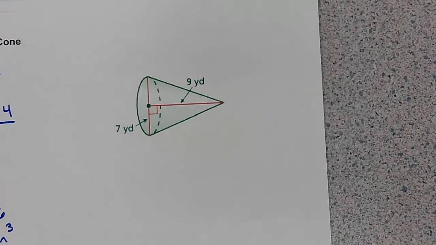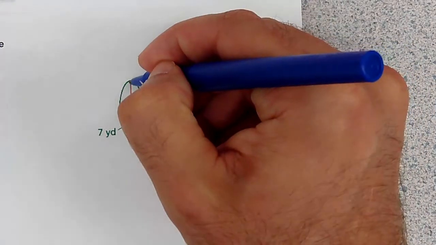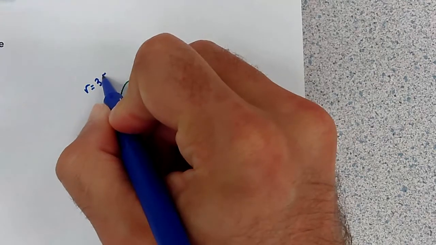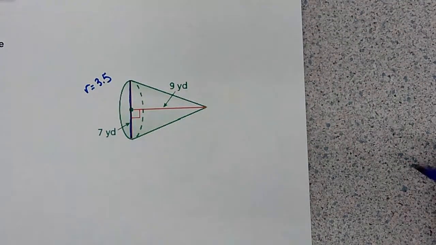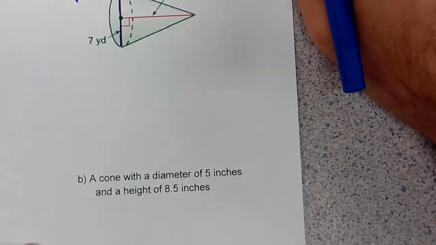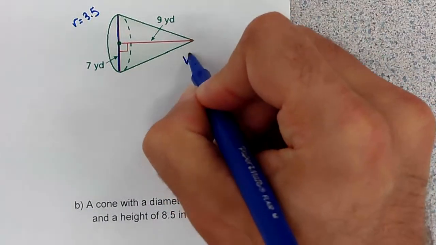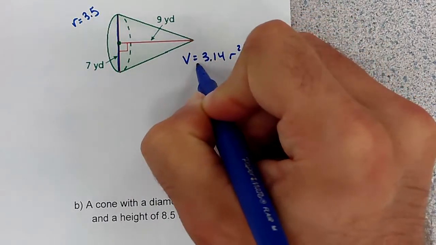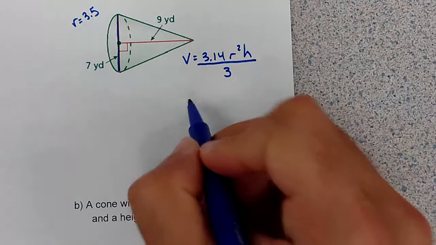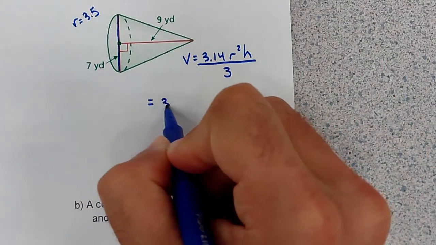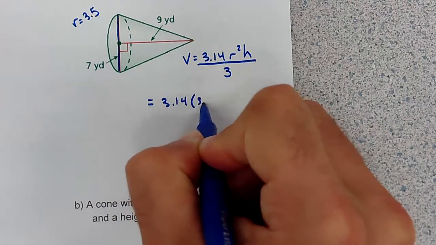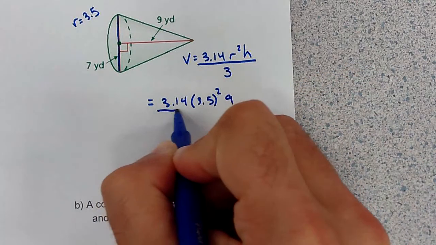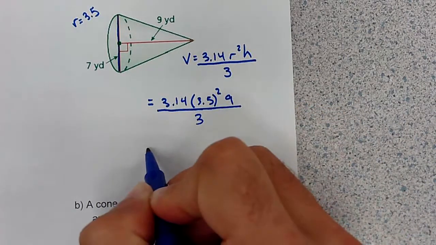In our next example, we have a cone, but this time we're given the diameter. So we need the radius. The radius is going to be half of that, 3.5. Again, let me slide this up. So we have volume equals 3.14 radius squared h divided by 3. 3.14 times 3.5 squared times 9. Divide that whole value by 3.